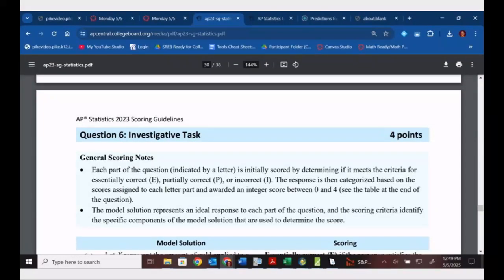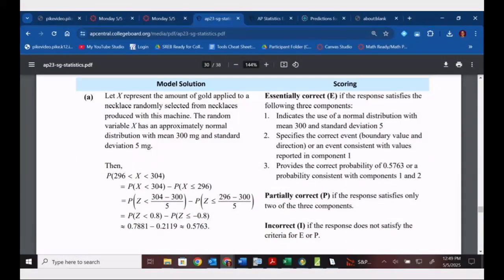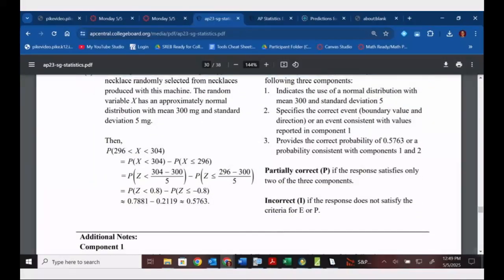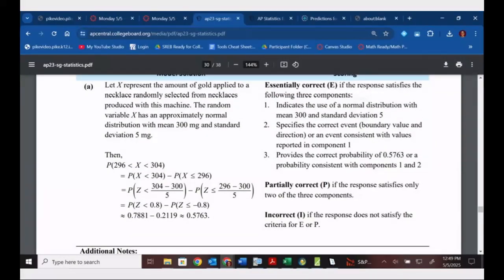All right, so question 6, scoring guidelines. There were 3 components for part A. The first component indicates the use of a normal distribution with a mean of 300 and a standard deviation of 5. The second specifies the correct event, boundary value, and direction.